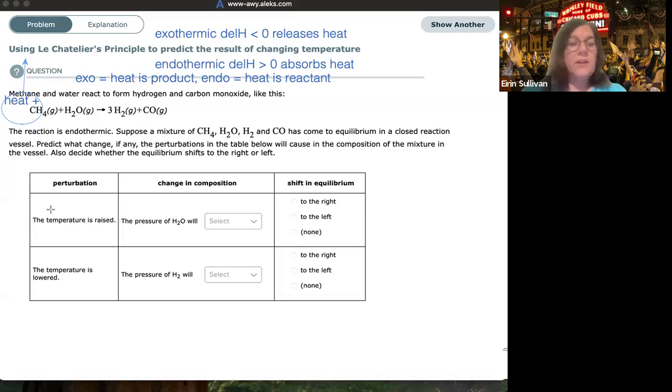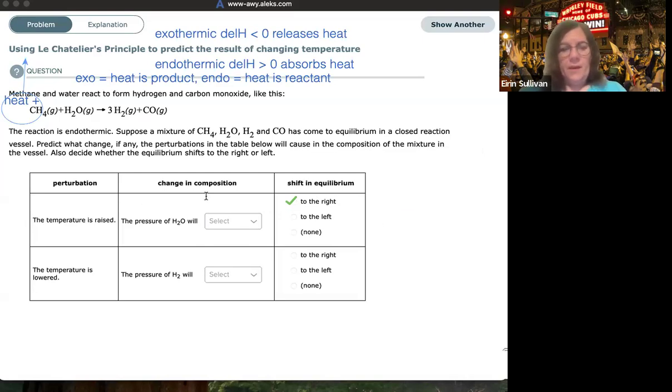Okay, so just like if I have put more methane in, or more water in this case, I've increased the concentration of one of the reactants. So in order to get back to equilibrium, my reaction is going to shift to the right to favour the formation of products, to use up that extra heat. So the pressure of water, well, water's on the reactant side, so the pressure of water will decrease because water and methane and heat is being used up in order to make more hydrogen and carbon monoxide.